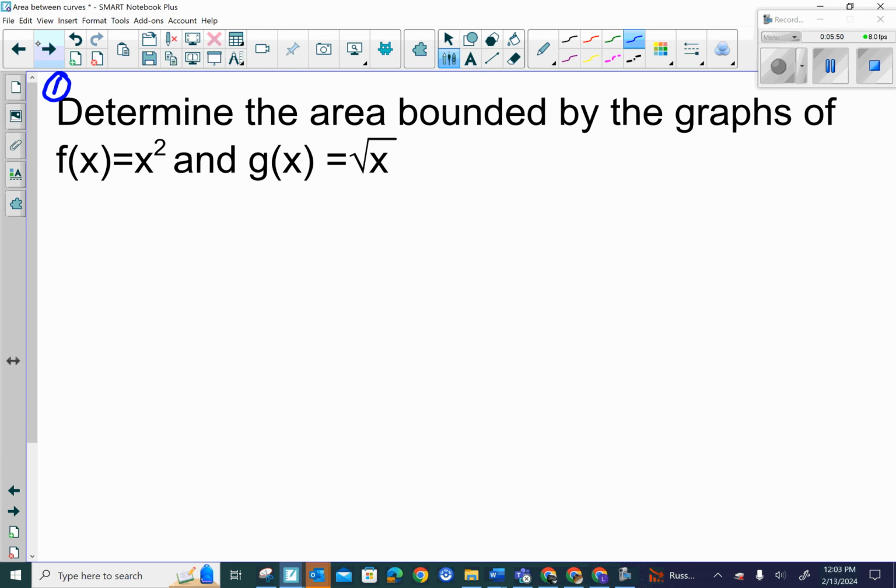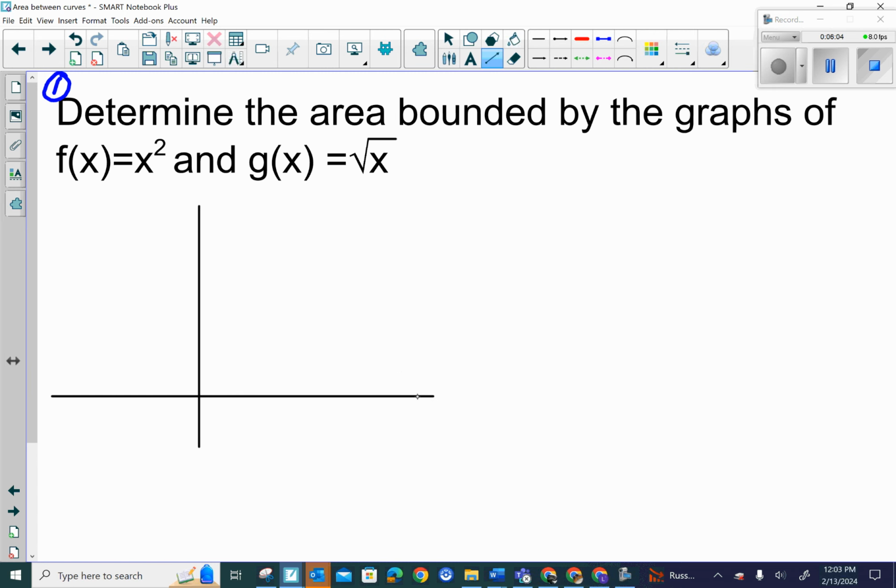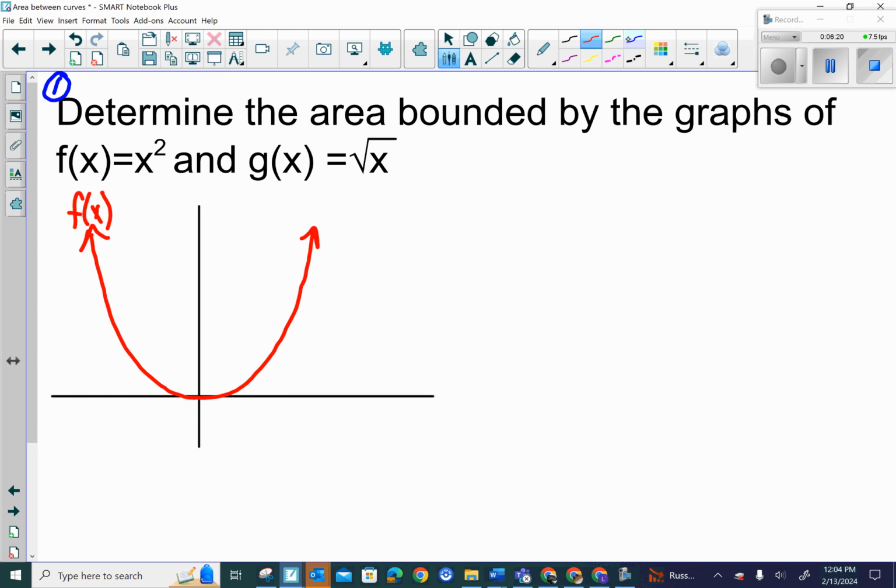So let's practice. Determine the area bounded by the graphs of f of x equals x squared and g of x equals the square root of x. And absolutely the very first thing that you should always do is graph these guys. So I know what x squared looks like. It looks like this, sort of a general image. Okay, so that's my f of x. And g of x is the square root of x, and that looks like that. They are inverse functions for x greater than 0.